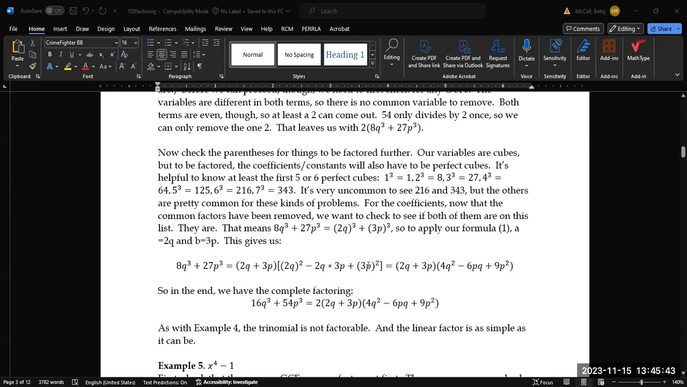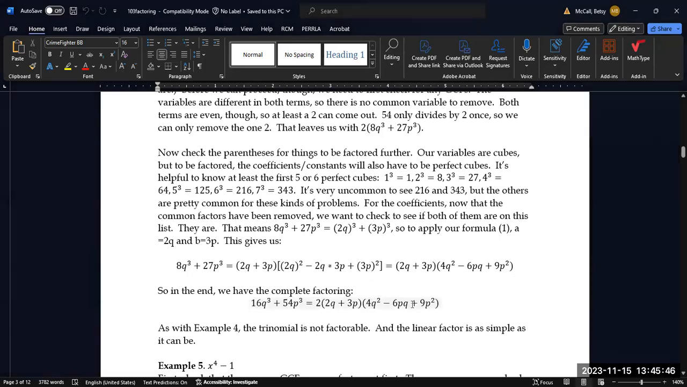Now, in this sum and difference of cubes formula, this quadratic term is not further factorable.